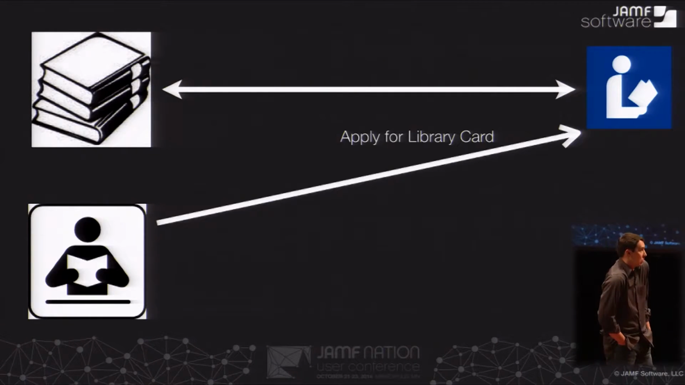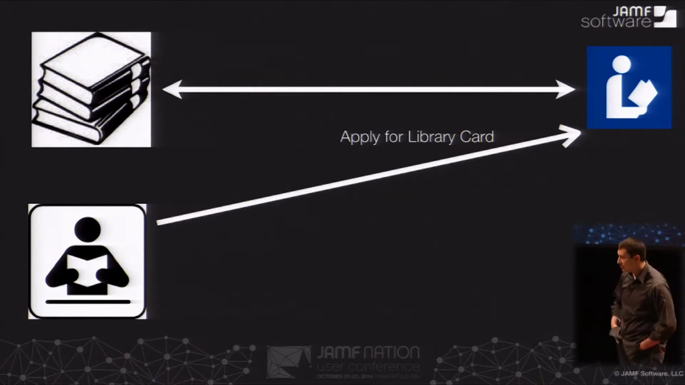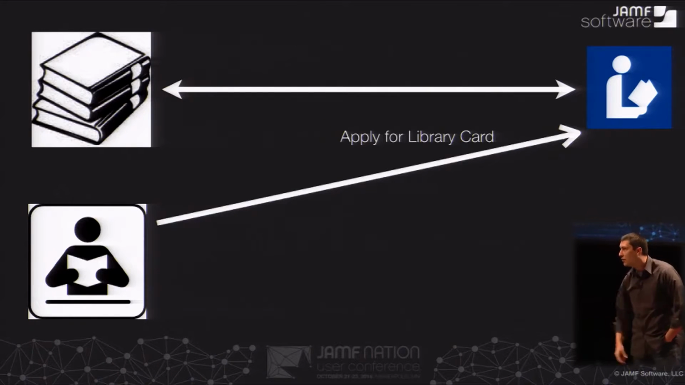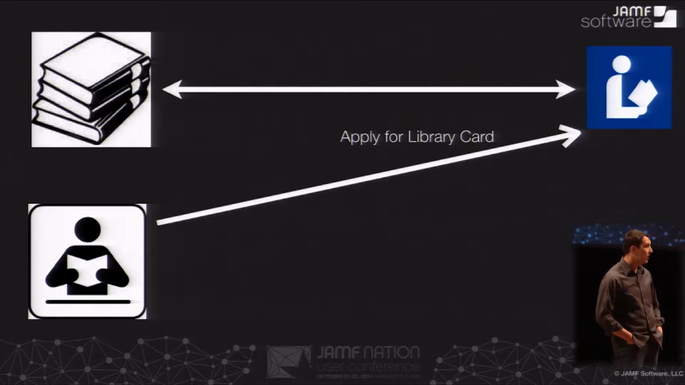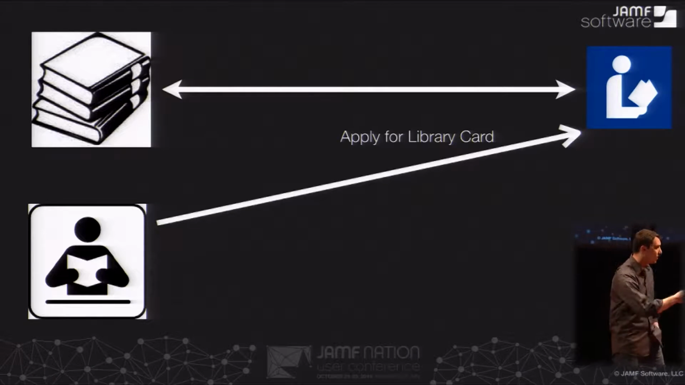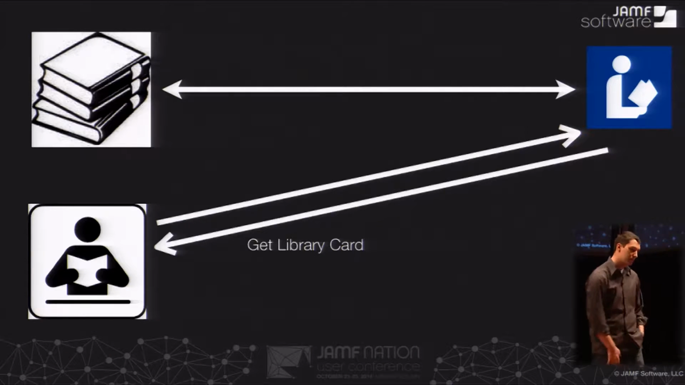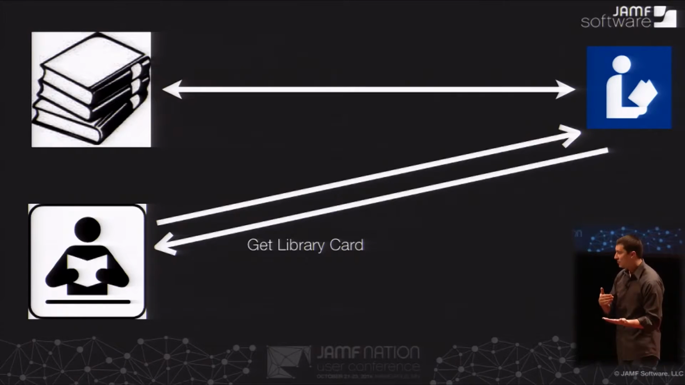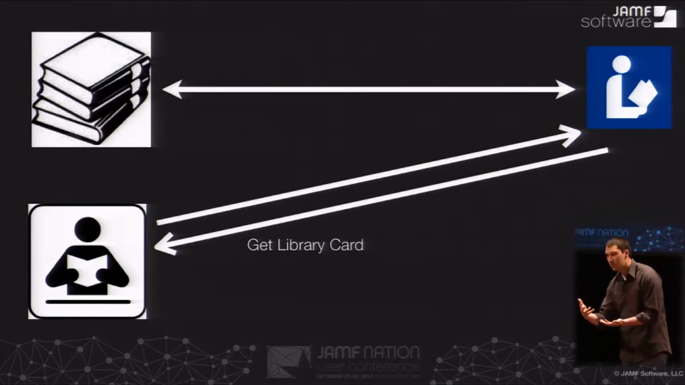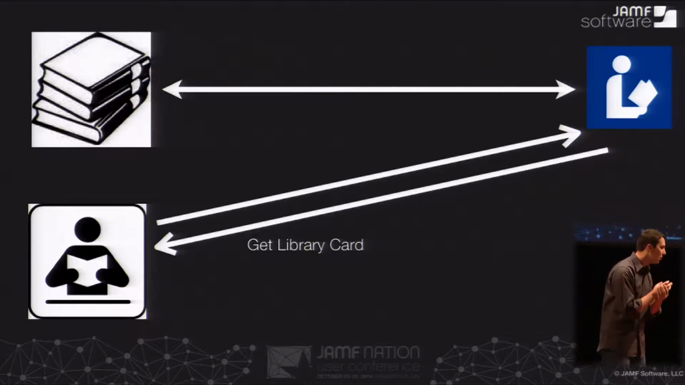The end user, to check things out from the library, what do they have to do? They have to go get a library card. I know it's a little crazy, but you have to apply for that library card. So you go to the library, say, hey, I want to check out this book, and they tell you, you need to get a library card. From there, they have you fill out some paperwork, and once you fill out that paperwork, they issue you that library card. Now you're good to go. You can check things out.